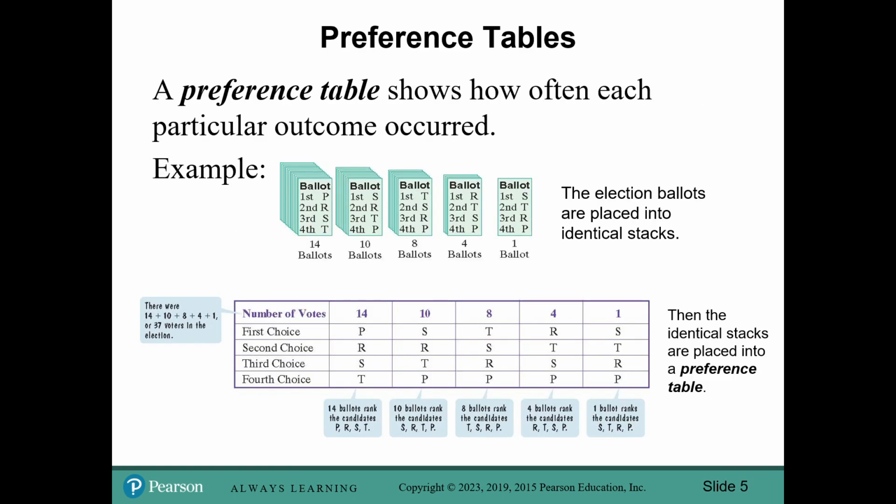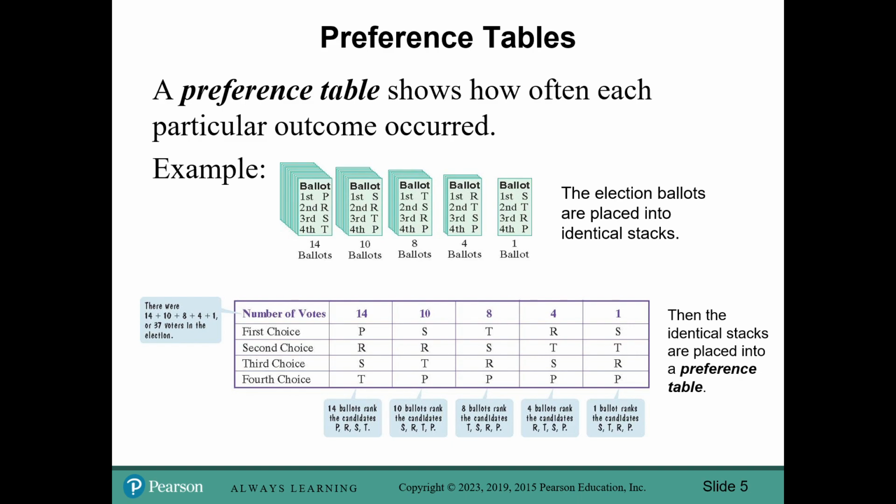Now, a preference table shows how often each particular outcome occurred. For example, we had 14 ballots that ranked Paul first, Rita second, Sarah third, and Tim fourth. Then we had 10 ballots where we had SRTP, 8 ballots where we had TSRP, 4 ballots where we had RTSP, and 1 ballot where we had STRP. Okay, and we essentially just stack them in stacks based on how they voted.